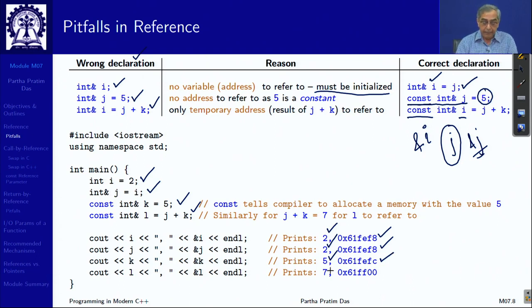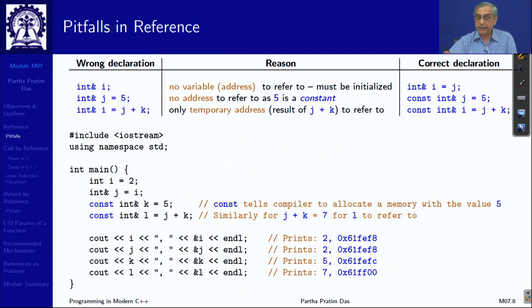Similarly, j plus k has a value 7, and as a reference to that, L has an address which is given here. Again, the compiler has given a specific address instead of a temporary for keeping the value of j plus k. And please note that subsequently, even if j plus k changes, the value of L will not change, because it is treated as a constant. So, it is referring to a constant always, right. These are some of the basic rules to remember.